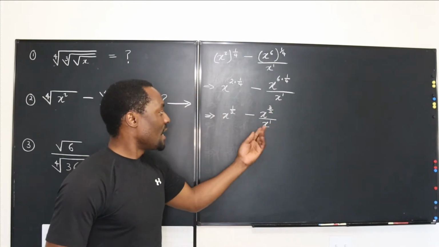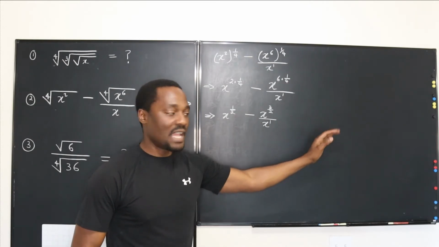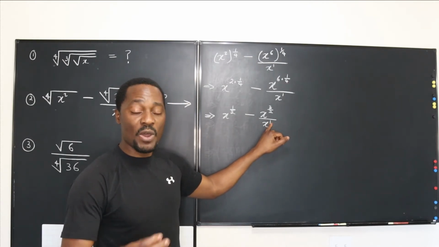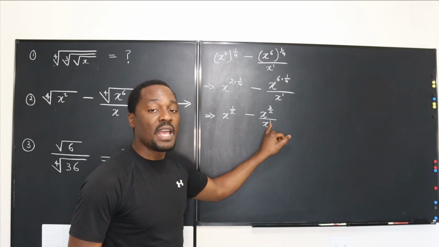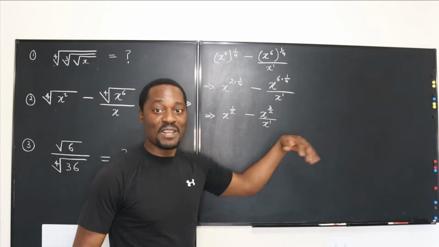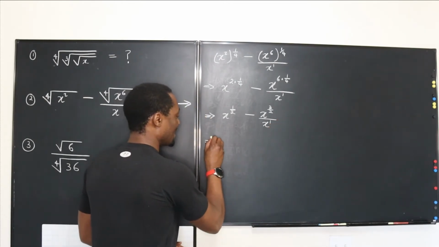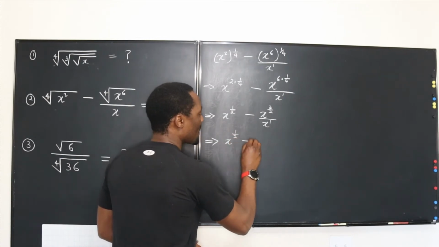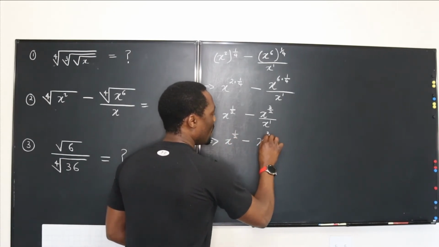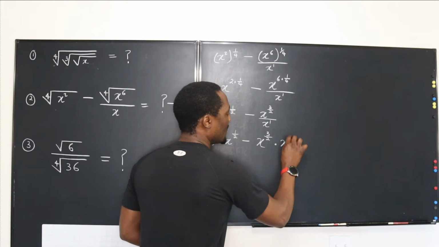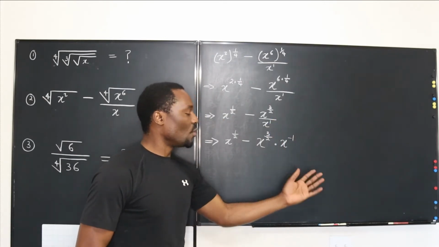And remember that if you want to move this up here so that you have a straight line, you just need to change the exponent here from whatever sign it was. If this was positive, it goes up and it becomes negative. If it was negative, it becomes positive. So we can rewrite this next line as x to the 1/2 minus x to the 3/2 times x to the -1. So we move this up and there's no more division sign.